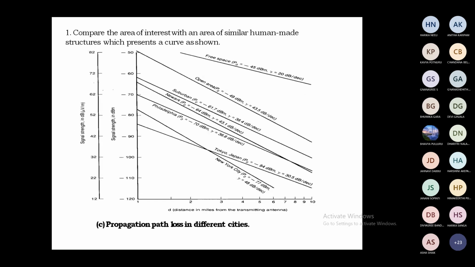First, compare the area of interest with an area of similar human structures, using the present curves as shown, without calculating the high spots and low spots. Some similar assumptions are there. Suppose one city is like this and another city is also similar; based upon the similar city, you take the data.